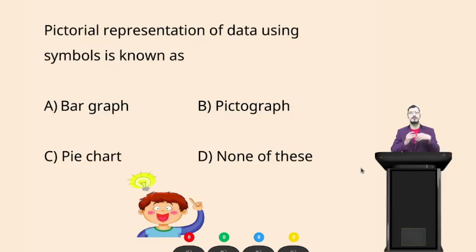Now students, it's question time. Pictorial representation of data using symbol is known as. Option A bar graph, option B pictograph, option C pie chart, and option D none of these. So I'm giving you 30 seconds. Which option is correct here?